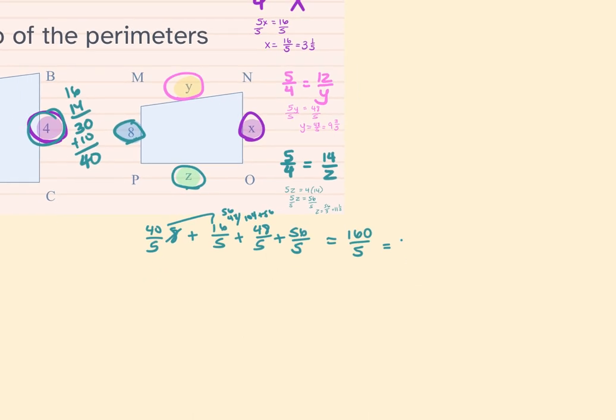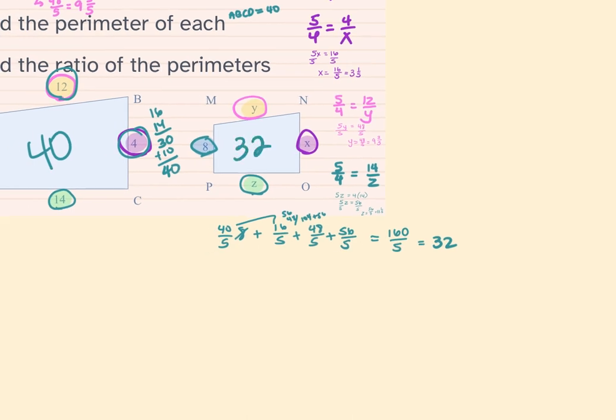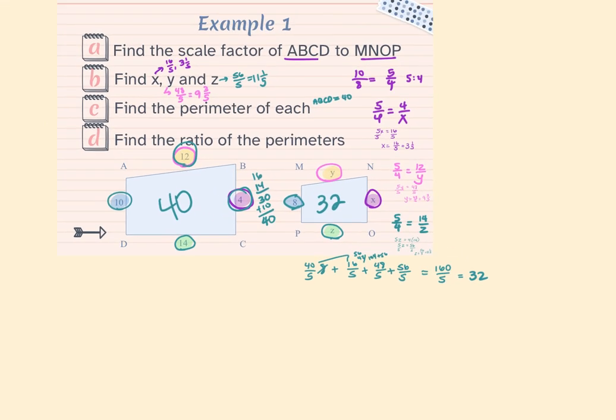All right, this is 32. 160 divided by 5 is 32. So the perimeter of MNOP is 32. And what's the ratio of the perimeters? Good. 40 over 32 would become 5 to 4. So what do we notice about the ratio of the perimeters and the scale factor? They're the same.